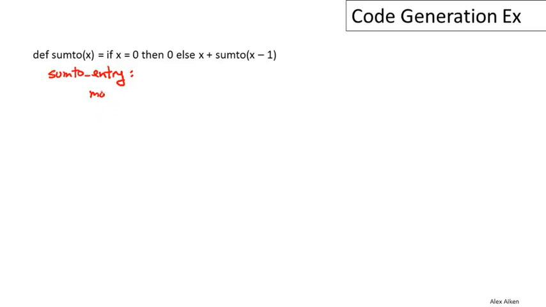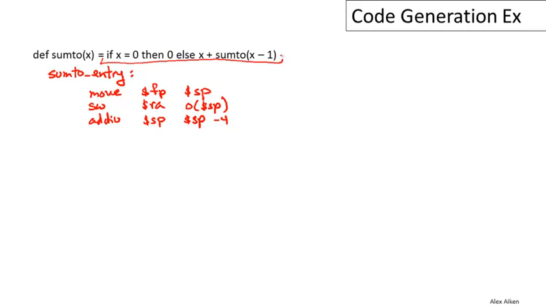The first thing we have to do is set up the frame pointer, which will just be the value of the stack pointer. That's the frame pointer for this activation. Then we're going to store the return address at the current value of the stack pointer, and then move the stack pointer. Whenever we store something on the stack, we have to move the stack pointer to the next unused location.